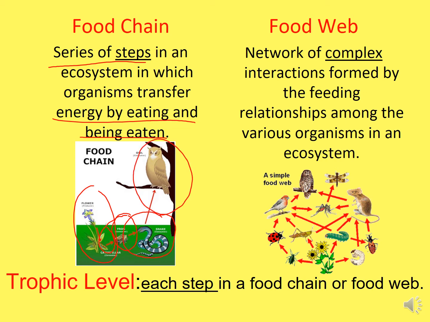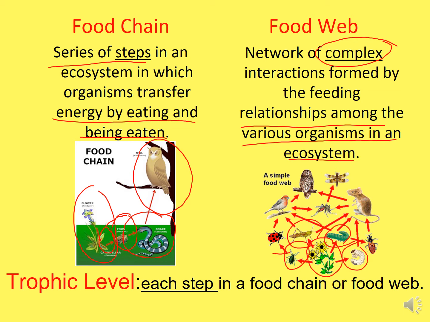Okay, the food web means complex, multiple ways of how the energy is transferred. So in the food web here, the flower is eaten by grubs, bugs. Some of those bugs are eaten by bugs. Those bugs might be eaten by birds, and the birds are eaten by owls. So there's always a main consumer at the very end. Now each level, each step, is considered a trophic level.